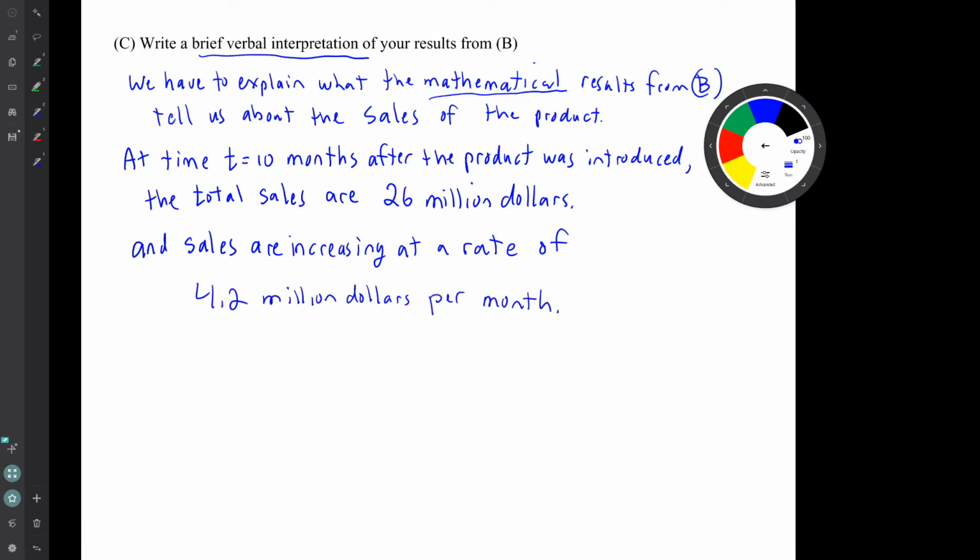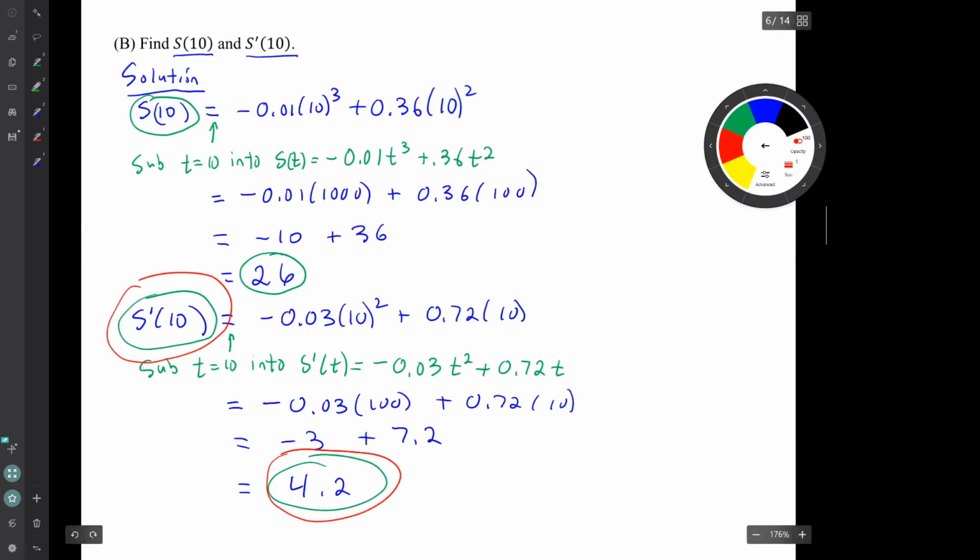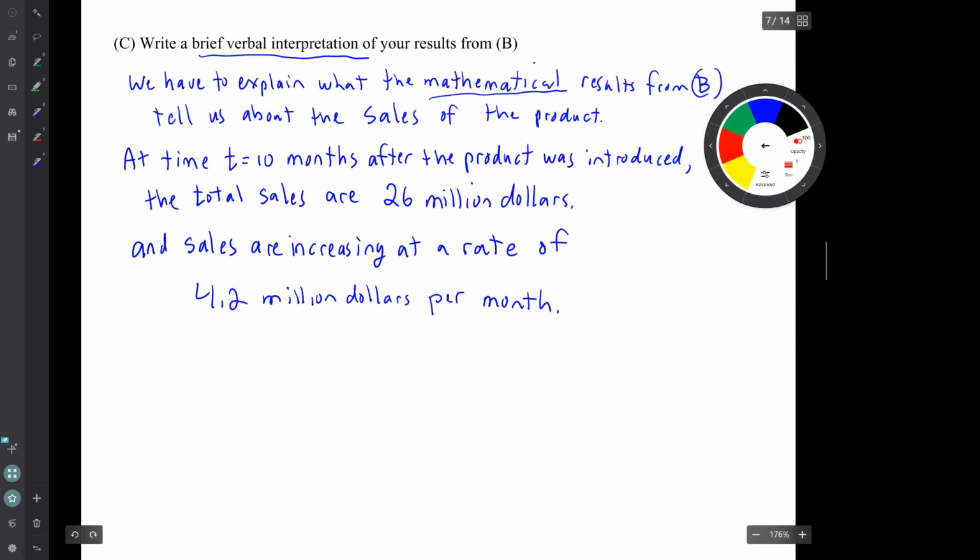So there's the description. Notice that the idea of S prime of t became this idea of the rate of change of sales. Also, notice that the abstract mathematical result was just a number. S prime of 10 was the number 4.2. But when we interpret that, we have to add units to our interpretation. So our interpretation talks about time with a unit of months. So t is 10, but that means 10 months.